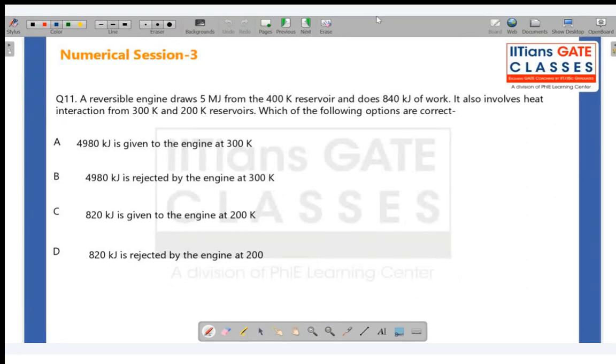Okay. So first question. Now this is entropy from here. A reversible heat engine draws 5 megajoule from 400 Kelvin reservoir and does 840 kilojoule of work. It also involves heat interaction from 300 Kelvin and 200 Kelvin reservoir. Which of the following options are correct? Okay, so some options are given. Let me take this on another.